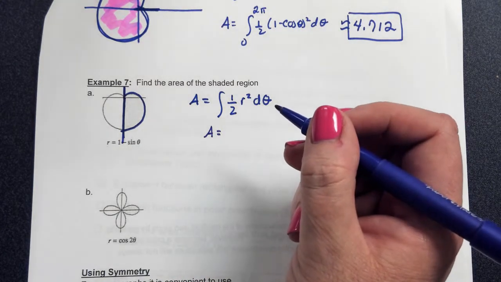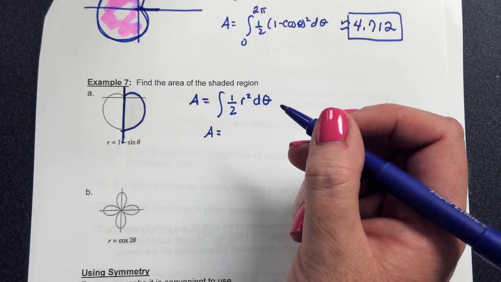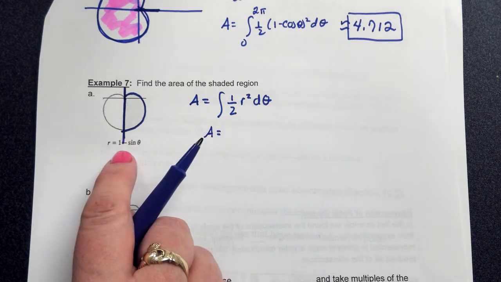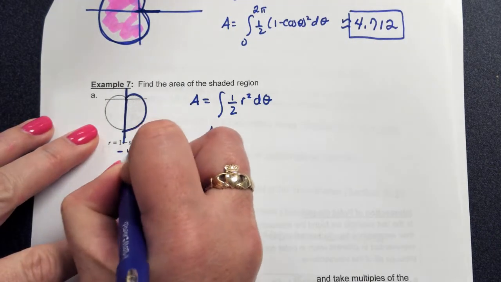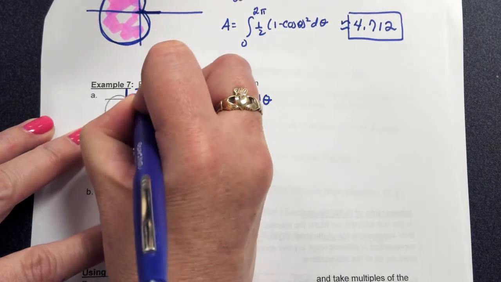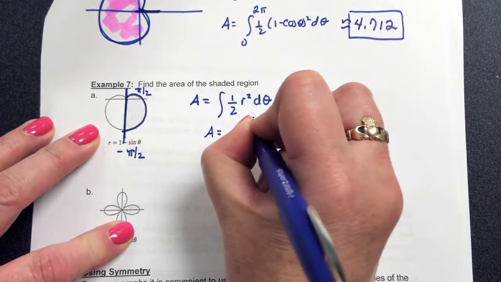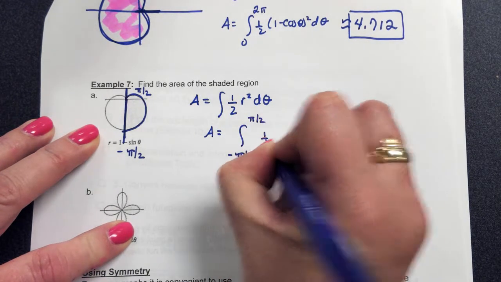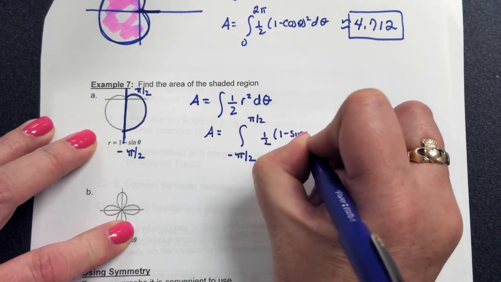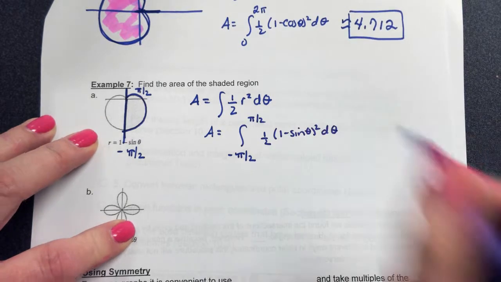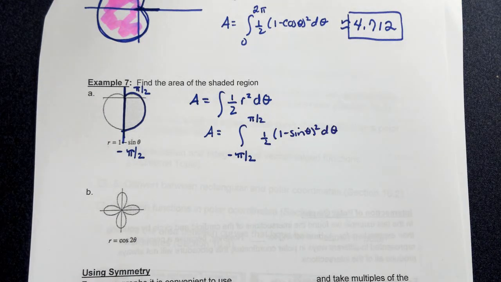Would I say 3 pi over 2 though to pi over 2? What's another way to state 3 pi over 2? Negative pi over 2 to pi over 2. So my area is going to go from negative pi over 2 to positive pi over 2 of 1/2 times the 1 minus sine theta squared d theta. And for essence of time, again, you can type this in the calculator here. There's your interval setup.